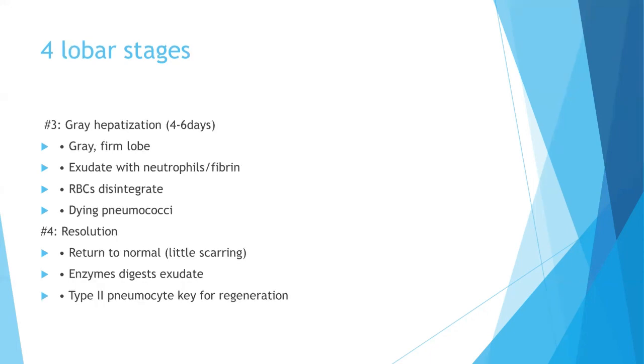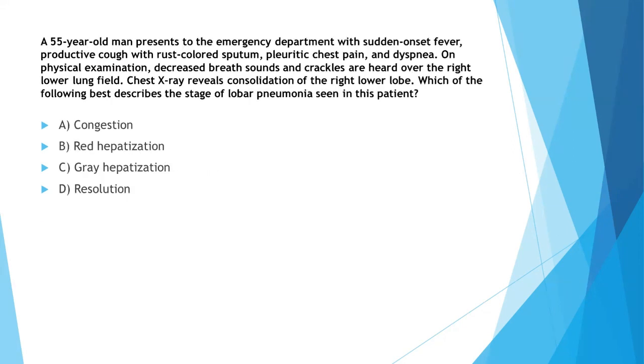The gray hepatization that occurs in the next 4 to 6 days is gray, and the lobe is firm. There are exudates with neutrophils and fibrin. The RBCs here are disintegrated, whereas in the red hepatization they were intact. There is dying pneumococci, and in the red hepatization, it was alive. And then comes the resolution phase, where there is return to normal with little scarring. The enzymes digest the exudate, and the type 2 pneumocytes are the key for the regeneration stage or the resolution stage.